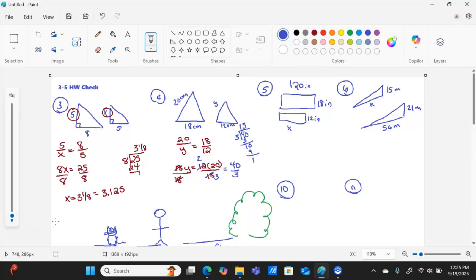3 times 13 would be 39. I'm going to do it as a fraction again: 13 and a third. Y equals 13 and 1/3.